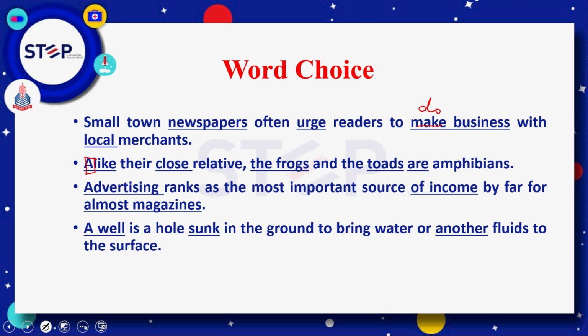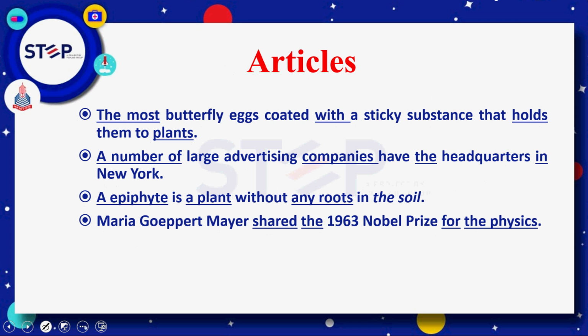Advertising ranks as the most important source of income by far for almost magazines. Over here also, it shouldn't be almost, it should be most. Most magazines, because magazines is a noun and we need an adjective, most, over here. A well is a hole sunk in the ground to bring water to another fluids, to other fluids. Another is wrong. There should be other. So these were four examples of word choice mistakes which may occur in your test.